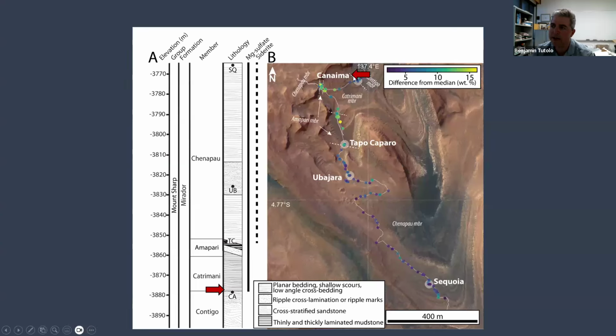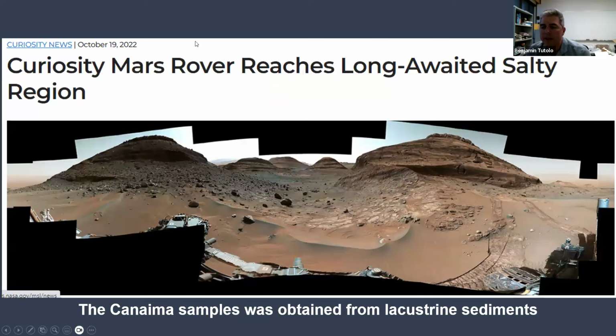And so the place where we start identifying these using the Chemin instrument is the Canaima drill site here, which occurs right here in the top of the contiguous member, and again with the boundary of the Catramani member. So this was such an important day for the mission that it went out as a news release on the Curiosity News webpage. So: Curiosity Mars rover reaches long-awaited salty region.